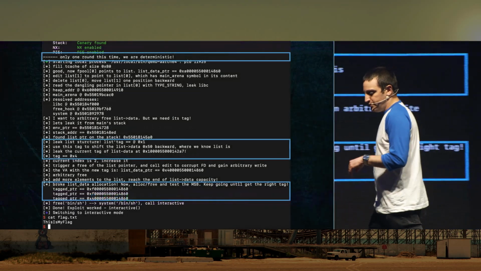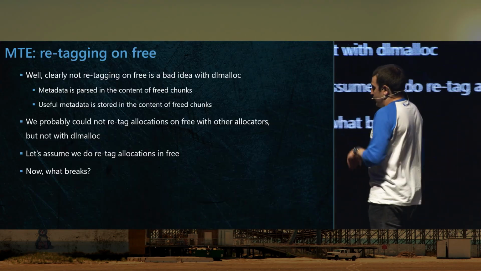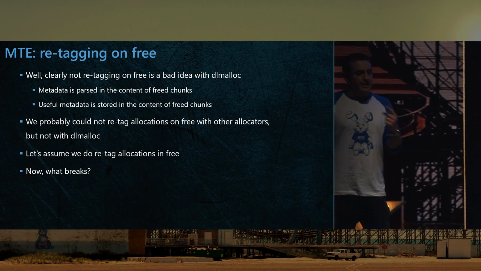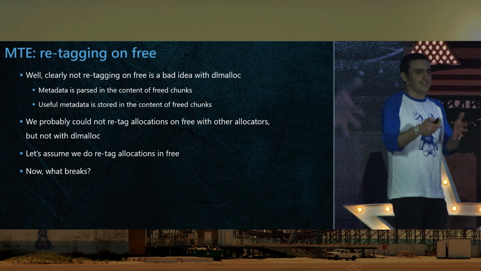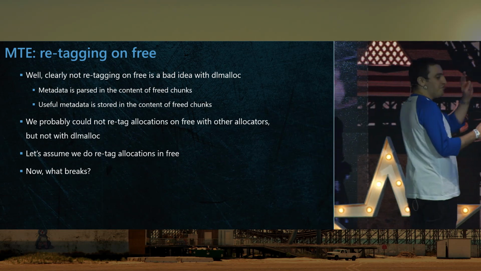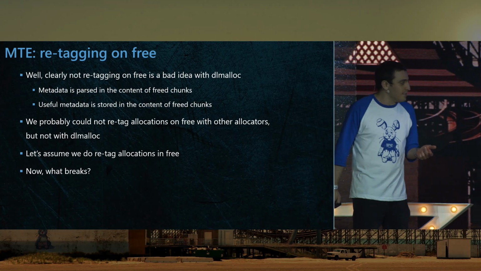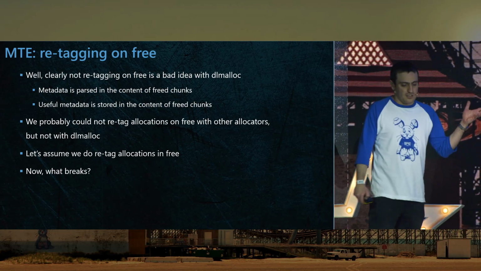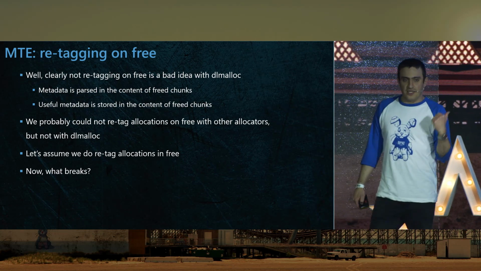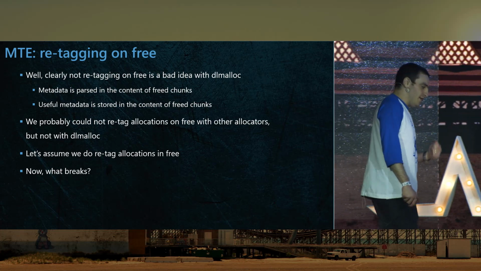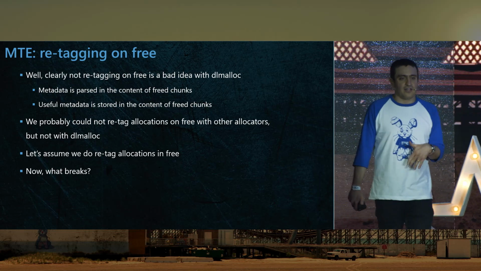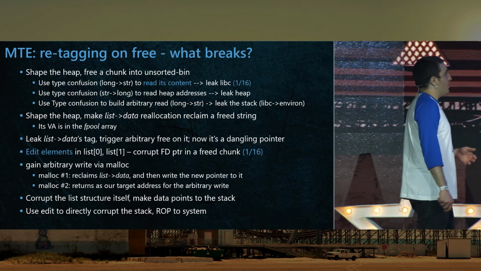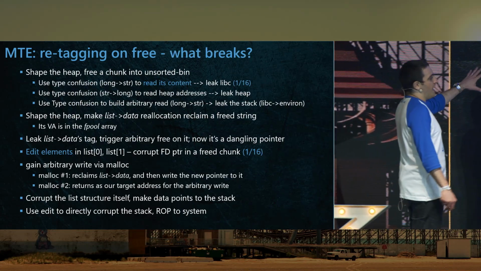Thank you. OK, so let's face the fact that not retagging on free with something like dlmalloc is really unwise, because you have pointers inside of free chunks, right? We have the FD pointer that gives us an arbitrary write. So we really need to retag allocations on free, and this is what this sample shows you. It shows that it's really important to retag allocations on free if your allocator has no awareness of security whatsoever.